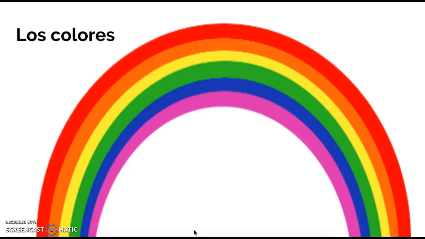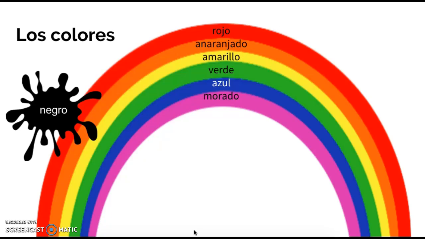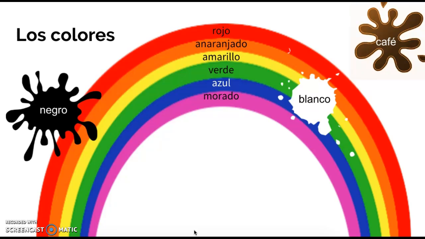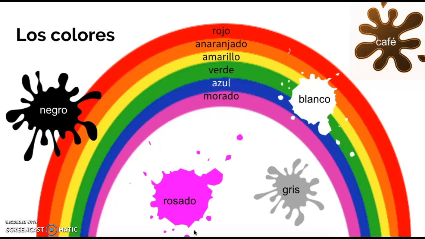Okay, moving on to the colors. Some of the most common colors that we use in the Spanish language are rojo, anaranjado, amarillo, verde, azul, morado, that's purple. There are other words we use for these colors too, just like in English. There's 100 different ways to say blue, but these are the most basic words. Some of the other popular colors that you should know are negro, which is black, blanco, for white, café, which is brown, gris, for gray, rosado, for pink.